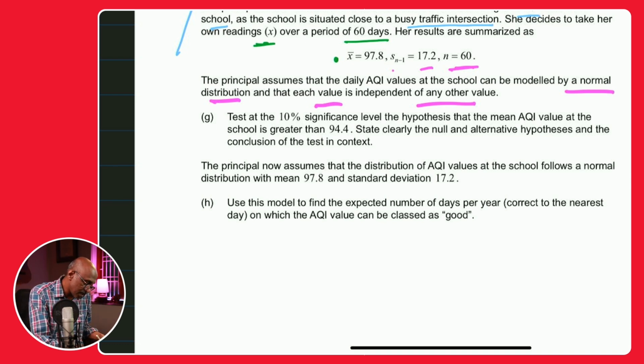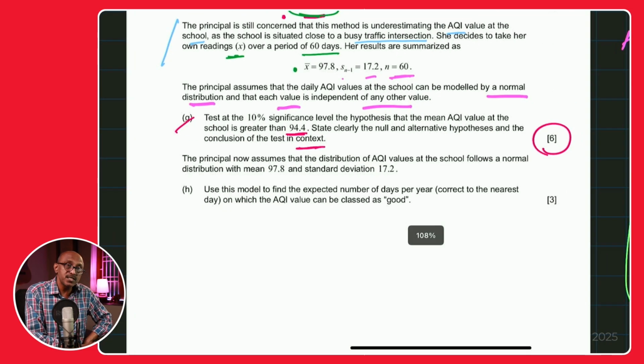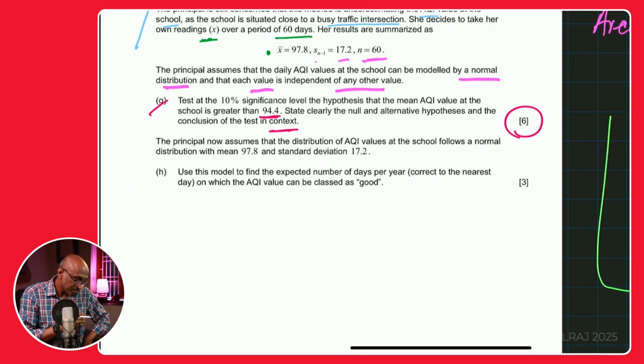G is what we are at, and it says test at the 10% significance level the hypothesis that the mean AQI at the school is greater than 94.4. So we want to test that the mean AQI is greater than 94.4. State clearly the null and the alternative hypothesis and the conclusion of the test in context. It's out of 6 points. Okay, it's out of 6 points. So make sure that this part is written very clearly.